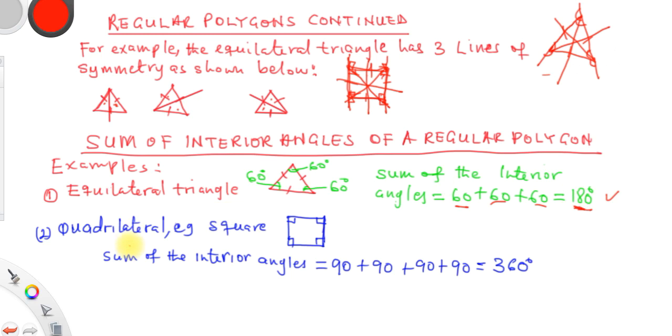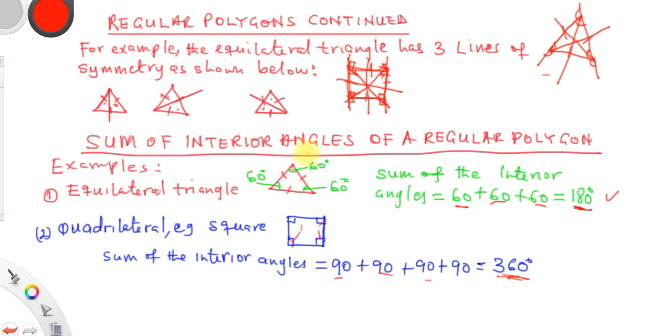In the same way, if you look at a quadrilateral, specifically a square, which is also a regular polygon, each interior angle of the square is 90 degrees. If you add the interior angles, we get 90 plus 90 plus 90 plus 90, which is 360 degrees. I hope you understand what we mean by interior angles: angles inside the polygon.